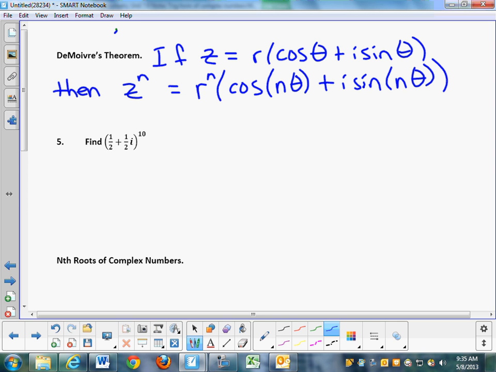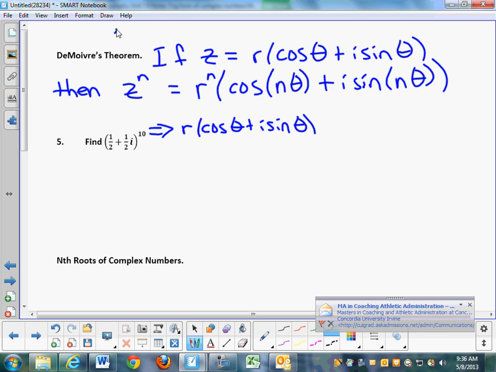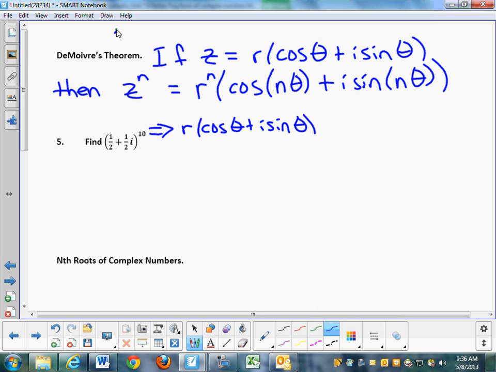Let's use DeMoivre's theorem. DeMoivre's theorem requires that it be in what form? Trigonometric form. So first, let's put it in trigonometric form. We're going to convert this to r cosine of theta plus I sine of theta. If we do that, then we can apply DeMoivre's theorem. Remember how we find r. Square root of a squared plus b squared.